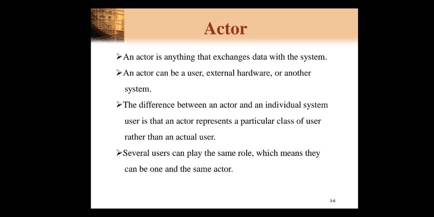Now there can also be an individual system user. So what is the difference between an actor and an individual user? The difference is that an actor represents a particular class of user rather than the actual user. It represents the particular instance of user who is at that time activating the particular use case. Several users can play the same role. As I am saying, one use case can be activated by more than one actor. It is possible, which means there can be one and the same actor for that use case.